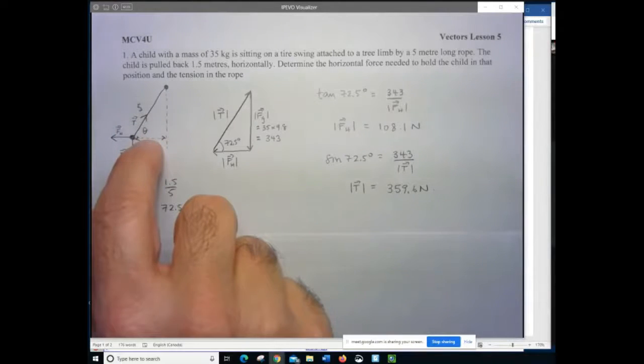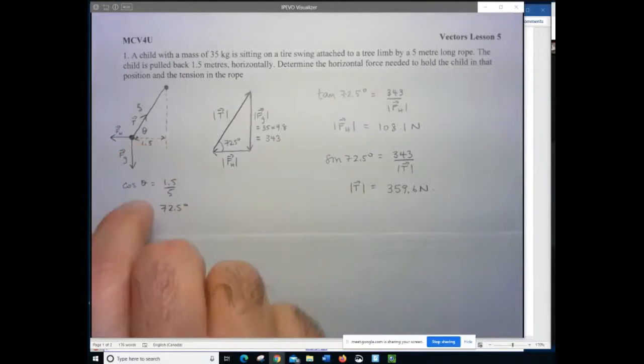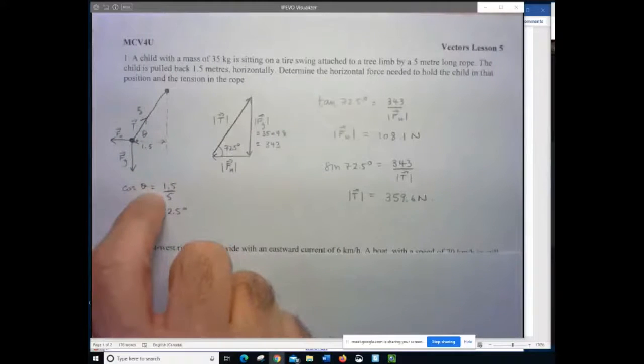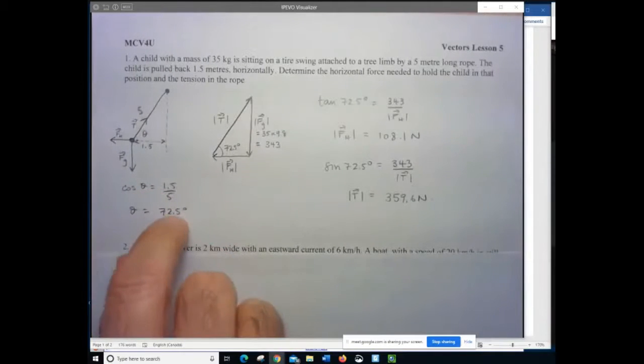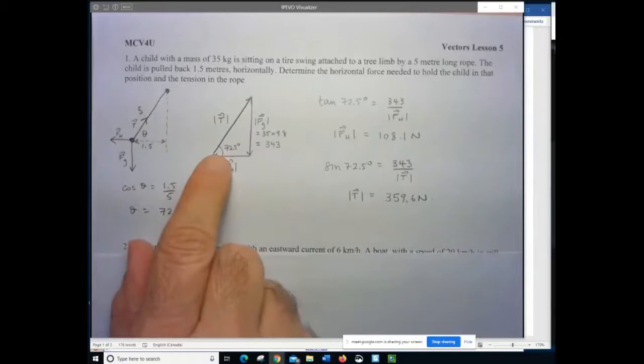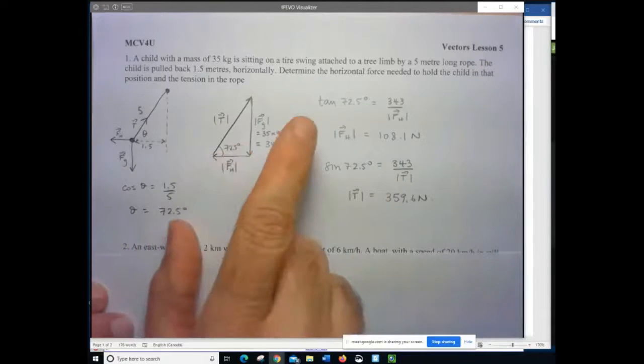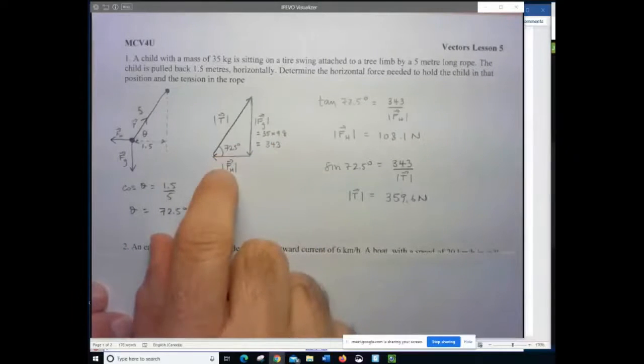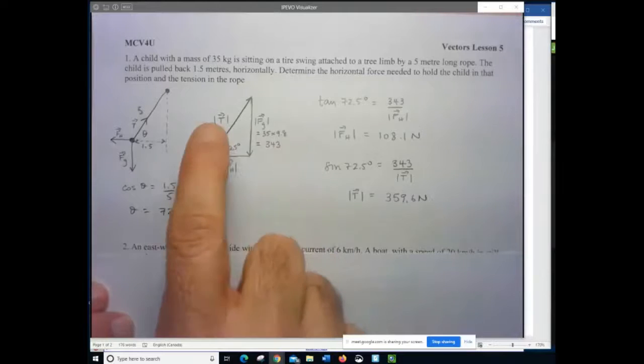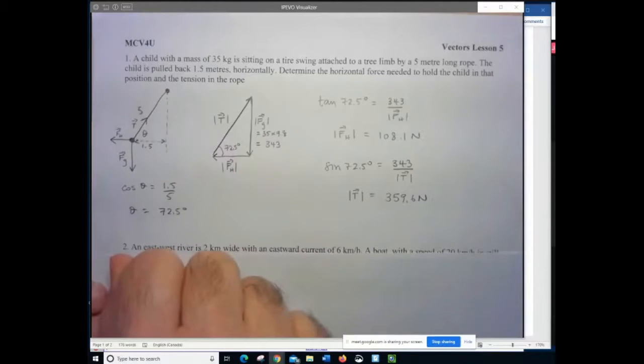Because it's a right angle triangle, I can use right angle trigonometry, solve for the angle, and now that becomes part of my diagram here, and now I do have enough information. So in this case here, I use tan to find the horizontal force and sine to find the hypotenuse force.